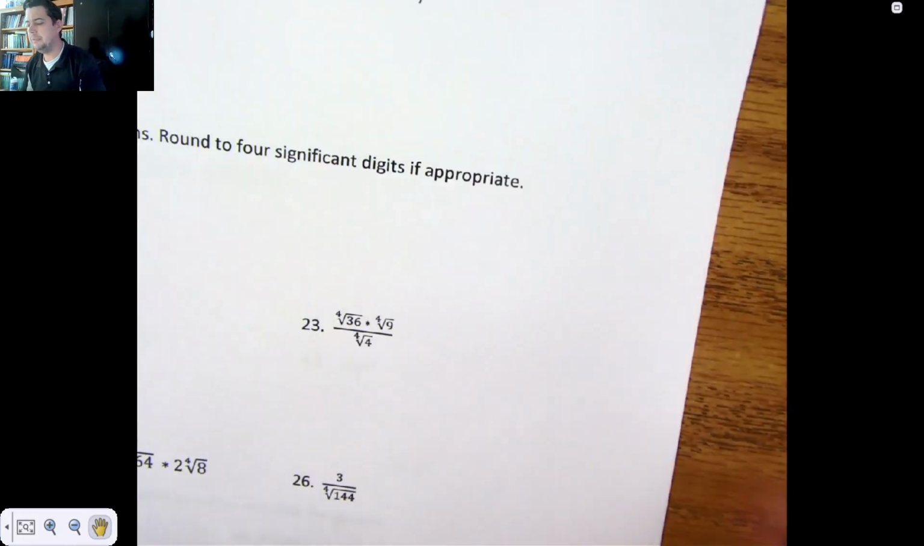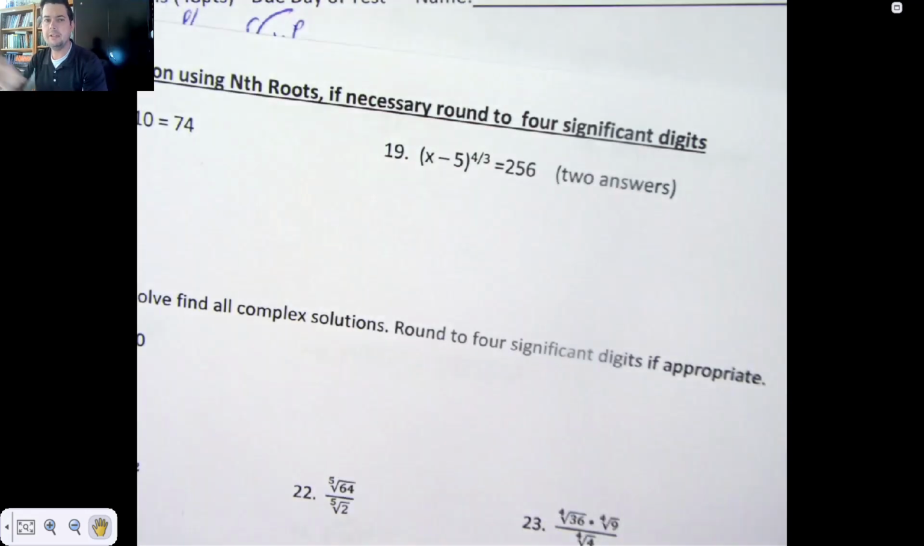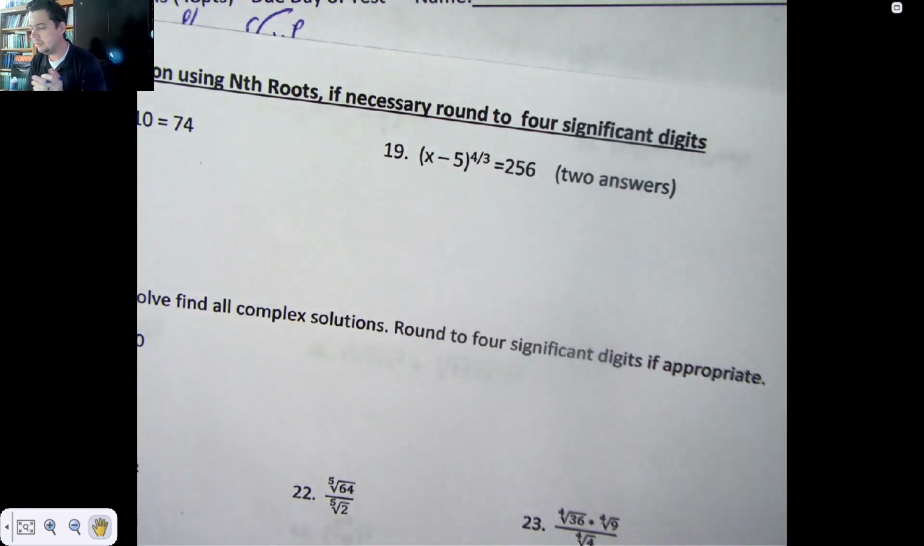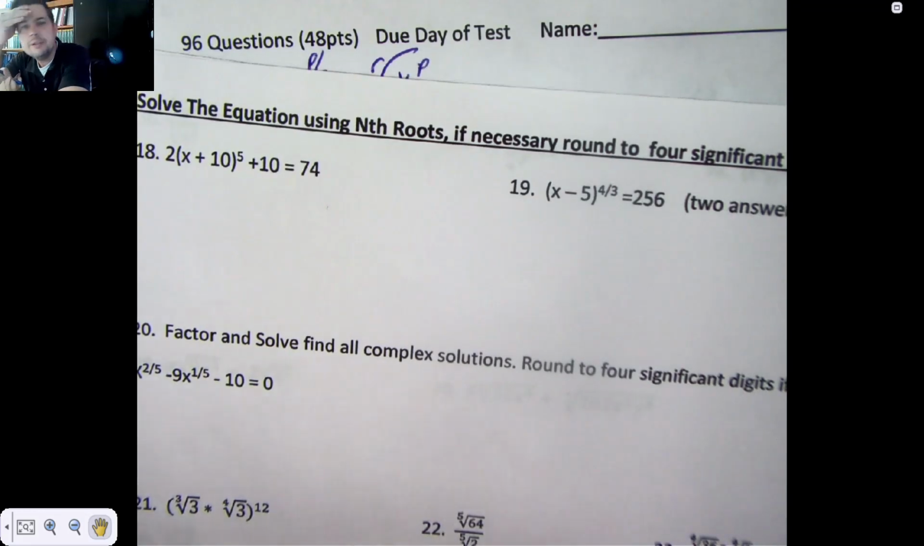Maybe 1 through 17. I'll probably go through 19 and stop this video because the content changes. Probably go through 20 actually. Anyways, 18 and 19: solve using nth roots, if necessary, round to 4 significant figures or significant digits. So I'm actually using a little science notation there.